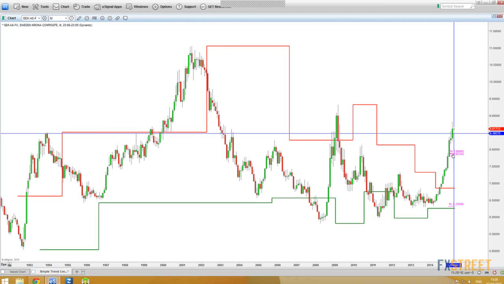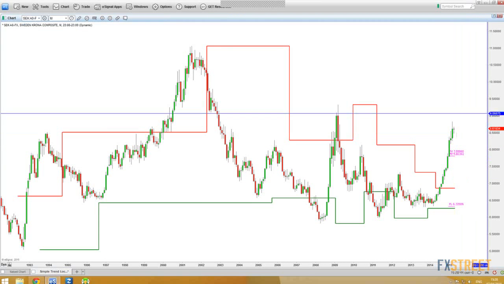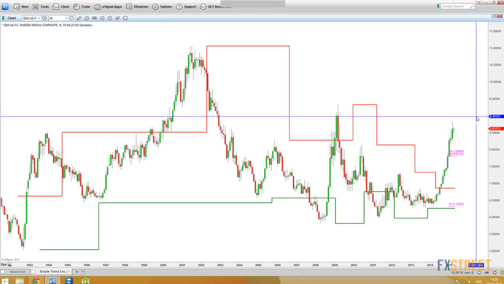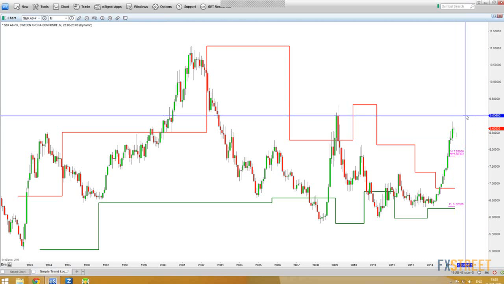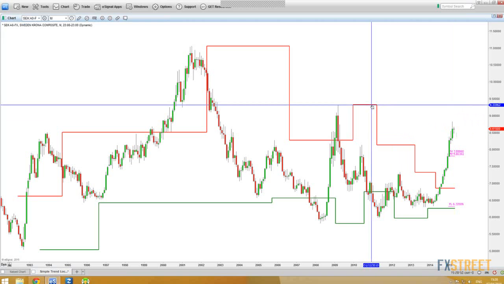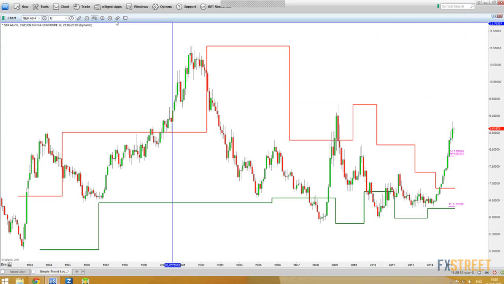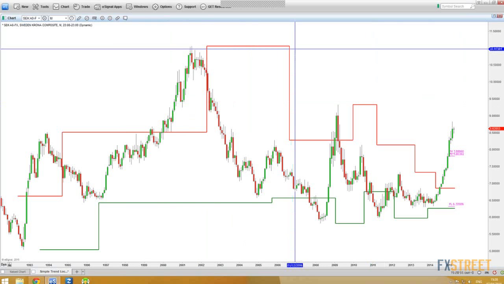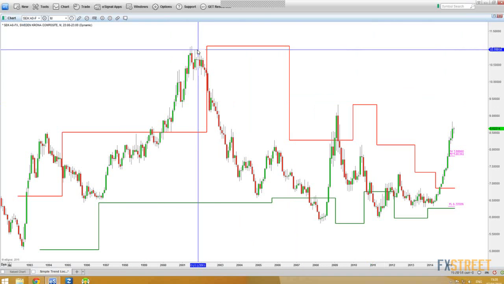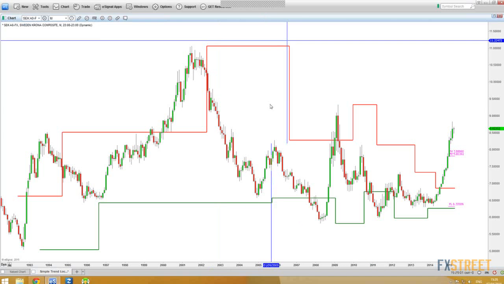It's broken through the high of 2014. It's trading above 8, and it's now currently finding resistance just below 9. If price breaks above 9, then we can expect it to target this resistance, but ideally 10 and then 11. And if you look at this chart, price has been as high as 11 going back to 2001.